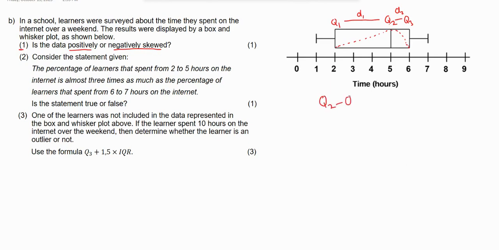So you can say Q2 minus Q1, which is equal to 5 minus 2, which is equal to 3. And then we have Q3 minus Q2, which is equal to 6 minus 5, which is equal to 1. So we can see that Q2 minus Q1 is bigger than Q3 minus Q2. So the data is negatively skewed or skewed to the left. Therefore, the data is negatively skewed.